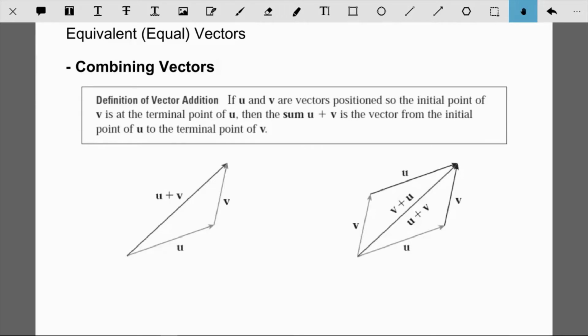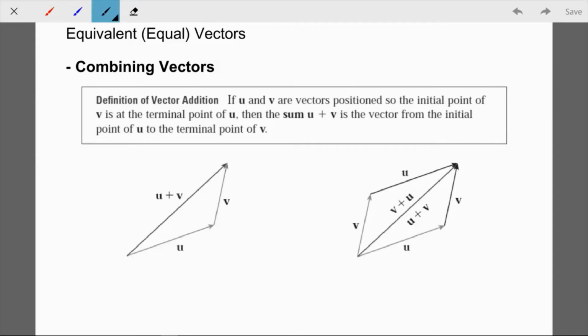When we do it graphically, we're going to line the vectors up from head to tail. So you can see here we've got two vectors, u and v, and if we were going to find the sum of these vectors, we've got u plus v. They're lined up head to tail, and then the resulting vector is going to use the initial point and point to the terminal point. That would be the vector u plus v.